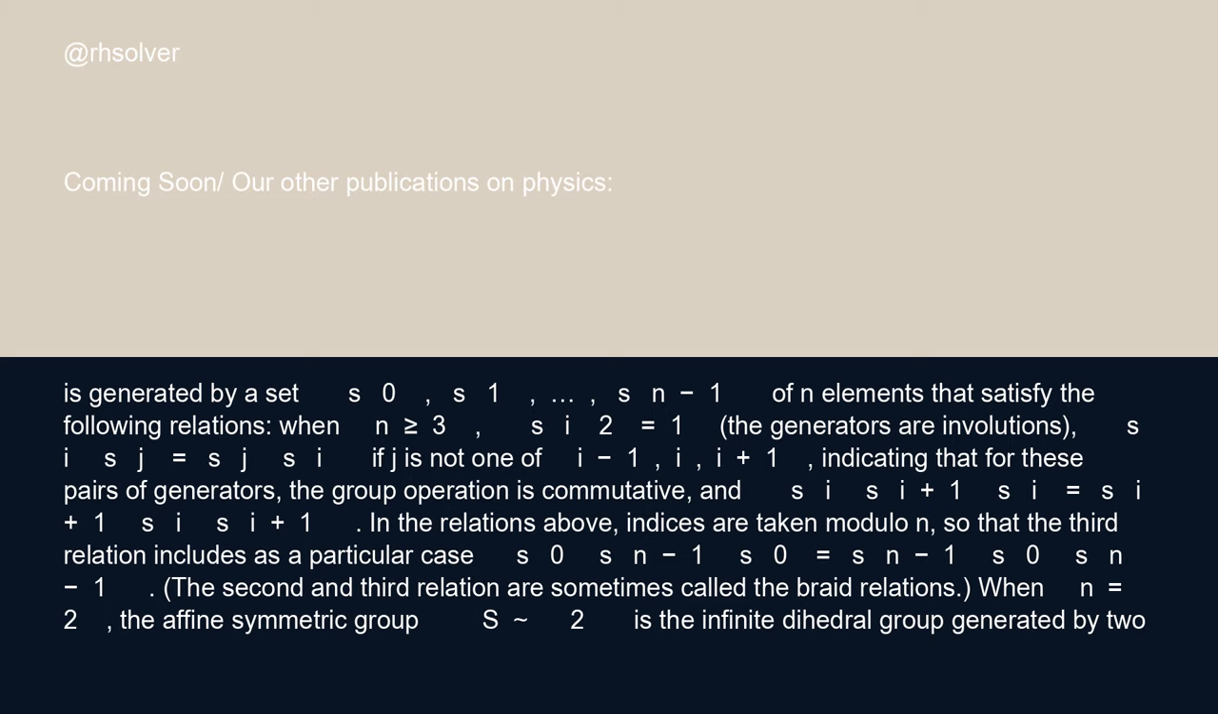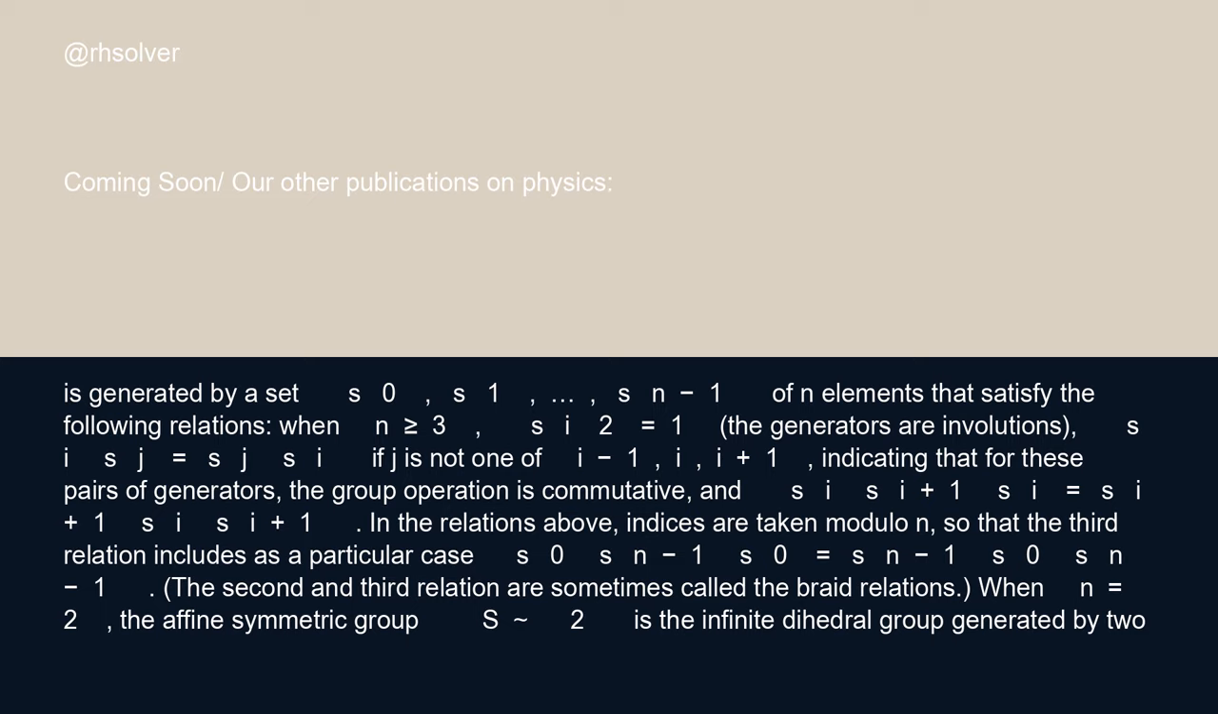In the relations above, indices are taken modulo n, so that the third relation includes as a particular case s0sn-1s0 = sn-1s0sn-1. The second and third relations are sometimes called the braid relations.